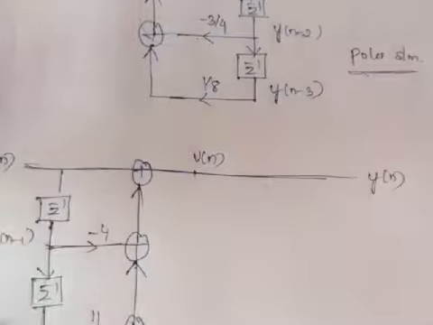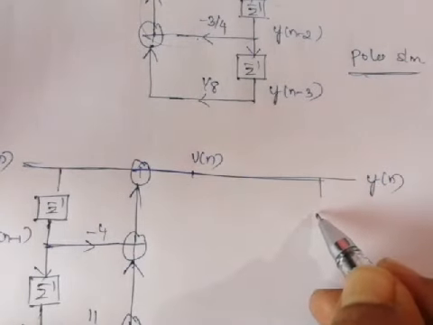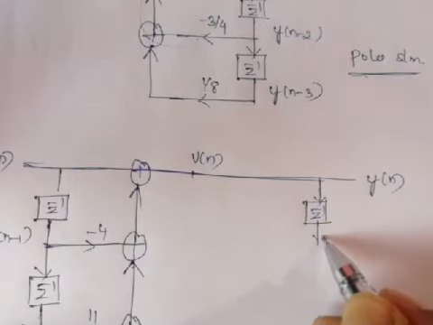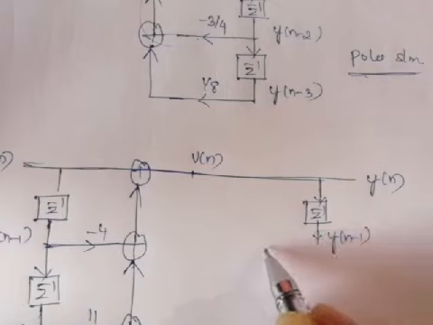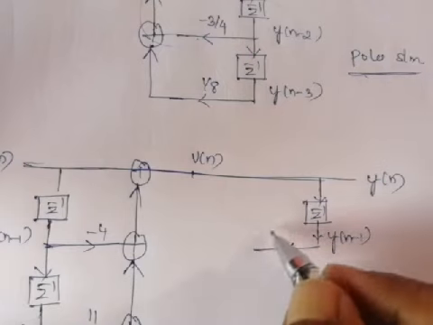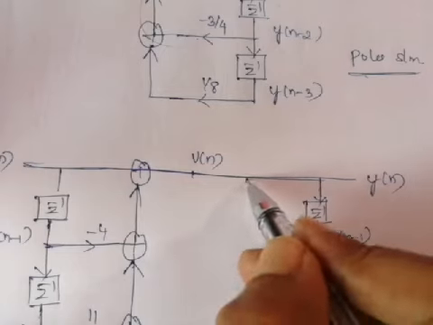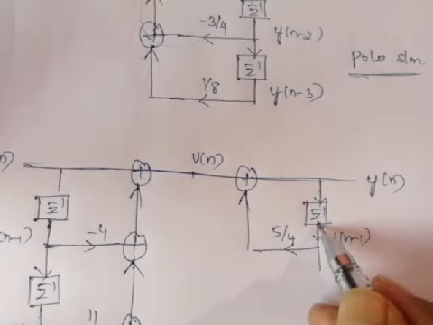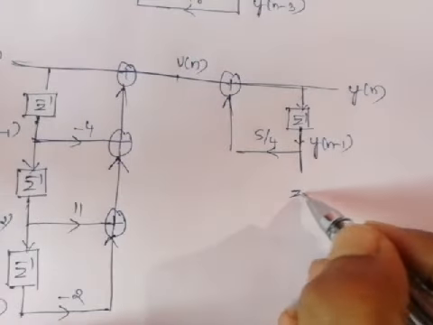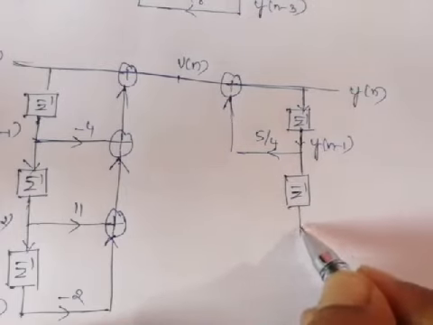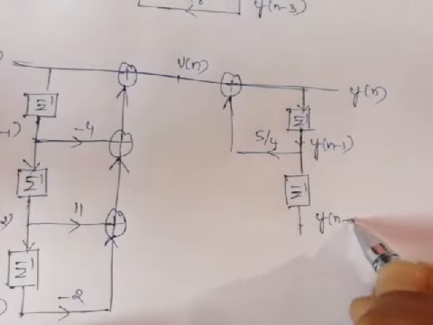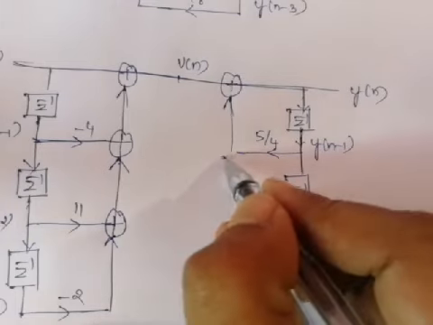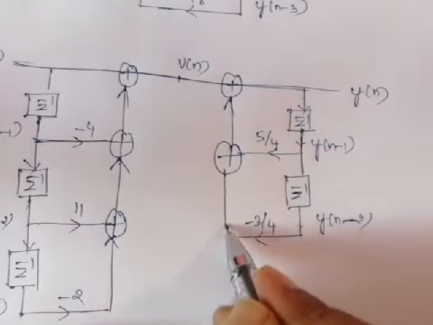Next, coming to the pole system, y of n is delayed by one time, y of n minus 1, coefficient term is 5 by 4, add with the previous operation. Next, one more time delay, y of n minus 2, coefficient term is minus 3 by 4, add with the previous operation.